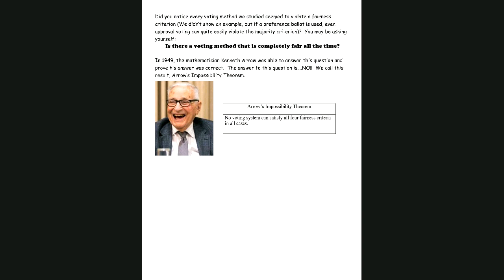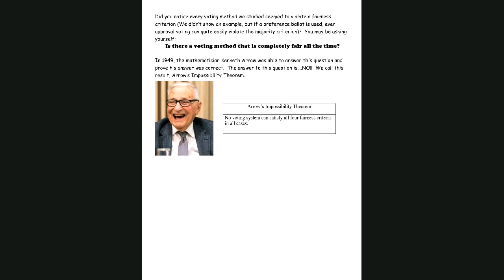So we had 4 fairness criteria. The Condorcet one, the majority criterion, that's the one we talked about on Monday, the independence of irrelevant alternatives, IIA, and then the monotonicity. So you might be asking yourself, is there a method that will be totally fair every time? Is there a voting method that is completely fair all the time?